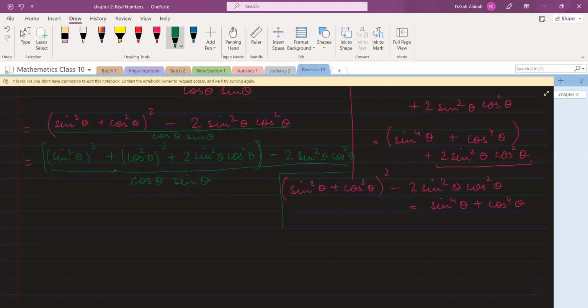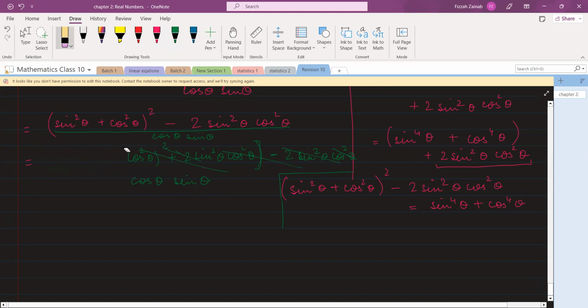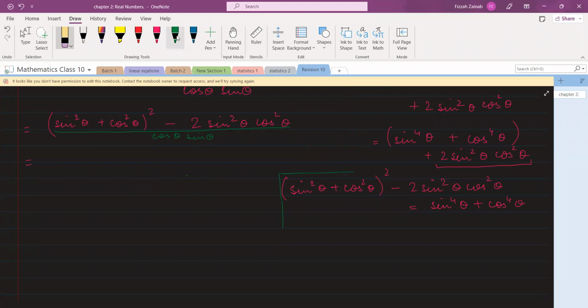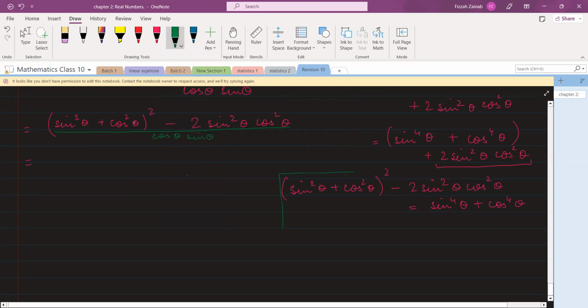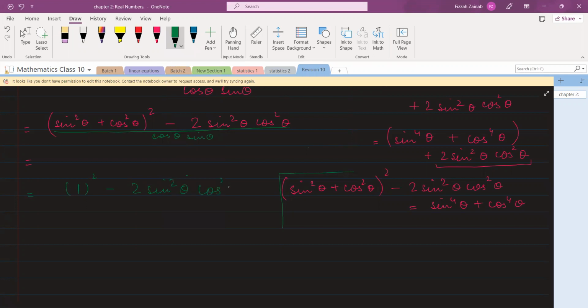I think this step is not even needed, Martin. See, just avoid this, right? Sorry, I didn't see it carefully. Now see here. After this step, it's very simple. Now you have in brackets sine square theta plus cos square theta, which is 1, isn't it? So it is simply 1 here. 1 square you can write minus 2 sine square theta cos square theta, right?